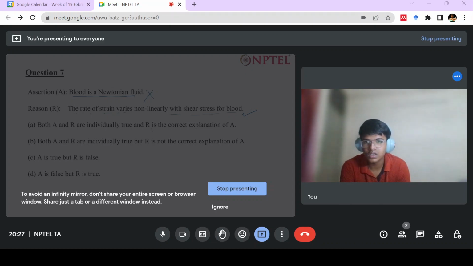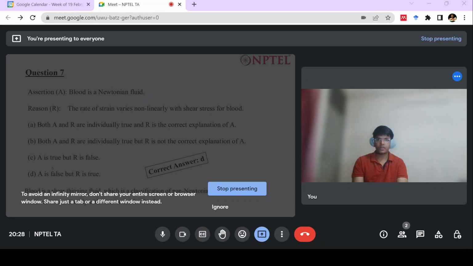So let's see. Yeah, both these first two options are wrong, because individually the first one is wrong. So A is false, R is false. This will be the correct answer. So yeah, your blood is a shear thinning fluid. That means that it will fall in the pseudoplastic category. So this is shear thinning.